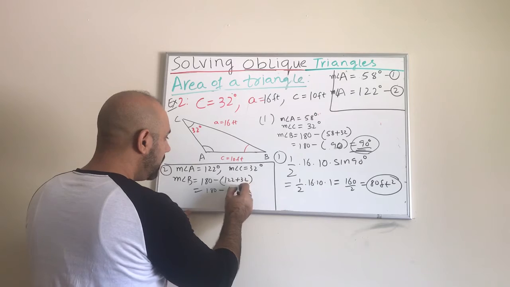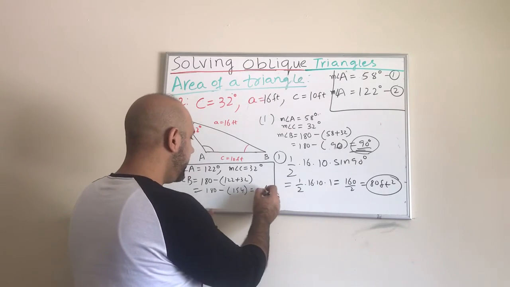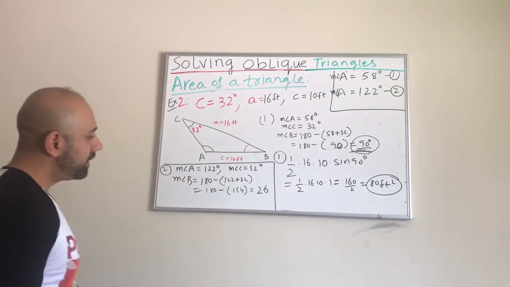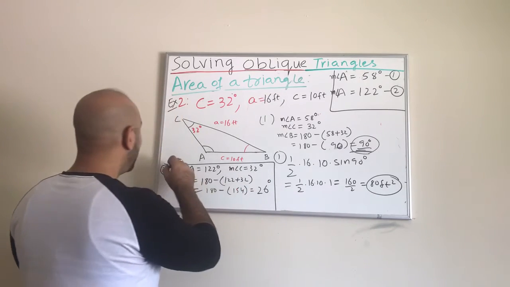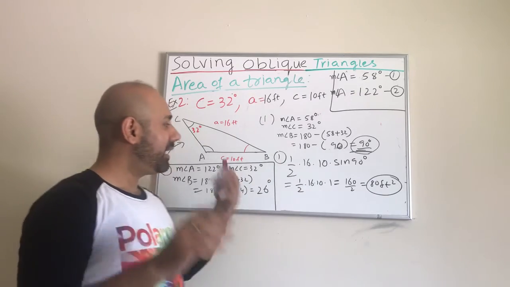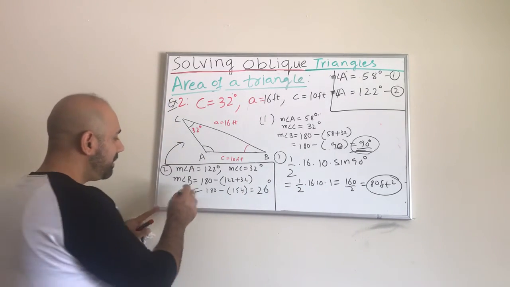So it's 180 minus 154, which is 26. Let me check my math on that. Yes, that is correct. So this kind of fits in with this triangle, right? For this, you have to draw a different triangle, but you don't have to really draw it, it's just going to be a different triangle. Anyways, we got the measure of angle B.